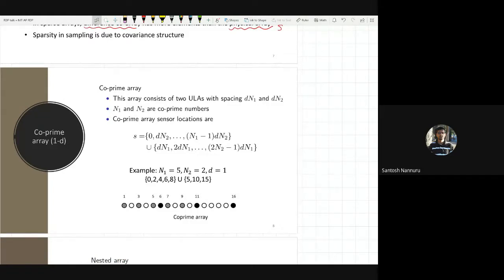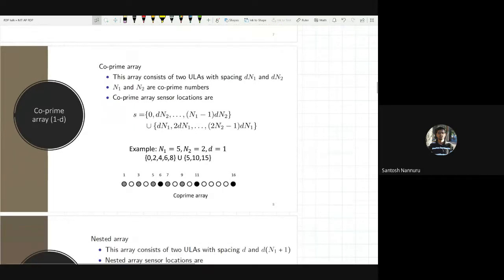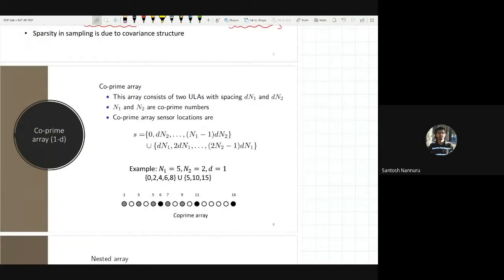So coprime array. The two examples we'll see, coprime and nested, are both built from uniform arrays only, but by combining two different uniform arrays. Coprime combines two ULAs whose spacings are d times n1 and d times n2. n1 and n2 are integers, and the condition is that they should be coprime numbers. Coprime numbers are numbers which do not have any common factors. For example 3 and 5, so they need not be prime. For example 15 and 16 are coprime because they don't have any common factors. So n1 and n2 should be coprime numbers. That's the important part.